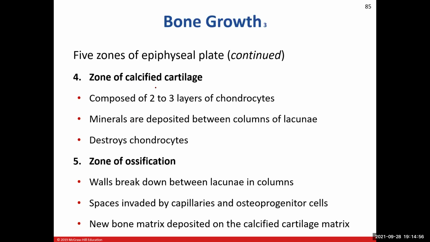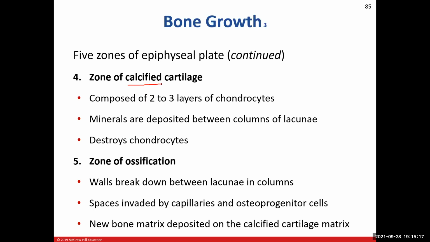But this is the zone in which we start to harden the cartilage. So the chondrocytes undergo calcification. What does that mean? That means the matrix starts to harden. And by doing so, that kills off the chondrocytes and they die. Which brings us to our last zone.